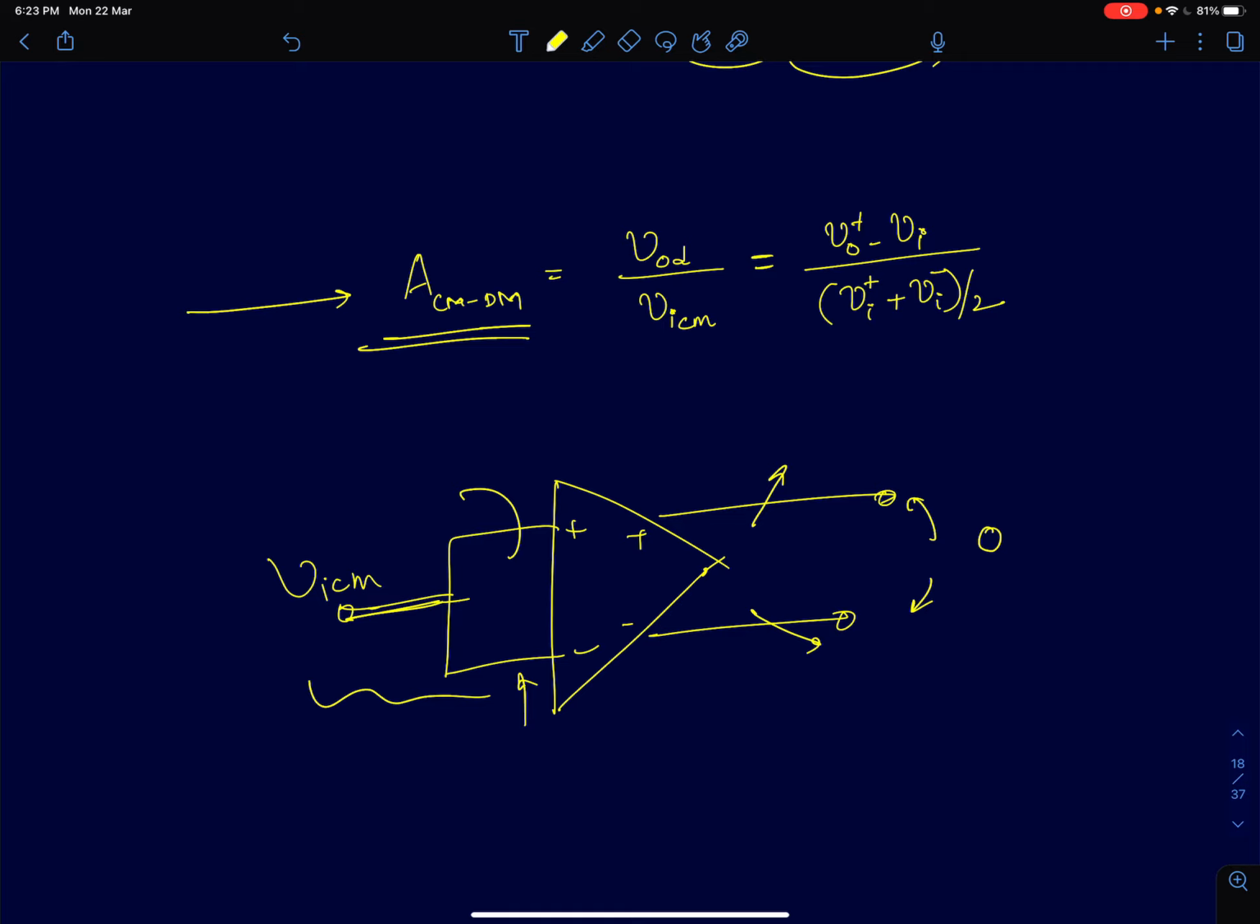In fact, we will later see that in the presence of some non-idealities or unwanted errors, you will end up seeing a finite ACMDM. So ACMDM is also a measure of how symmetric the circuit is. For a purely symmetric differential amplifier, you will get ACMDM as 0. So it's also a measure of how symmetric the differential amplifier is. These are the three important parameters to characterize a differential amplifier.